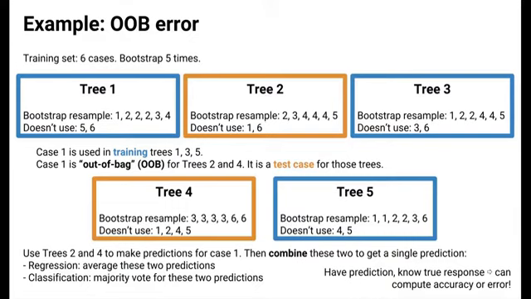We have the single prediction now for case 1. So now we can compute accuracy or error. And that, in a nutshell, is out-of-bag error estimation. So pause the video here and check for yourself how things work out for cases 2 to 6. For which trees are cases 2 to 6 out of bag?